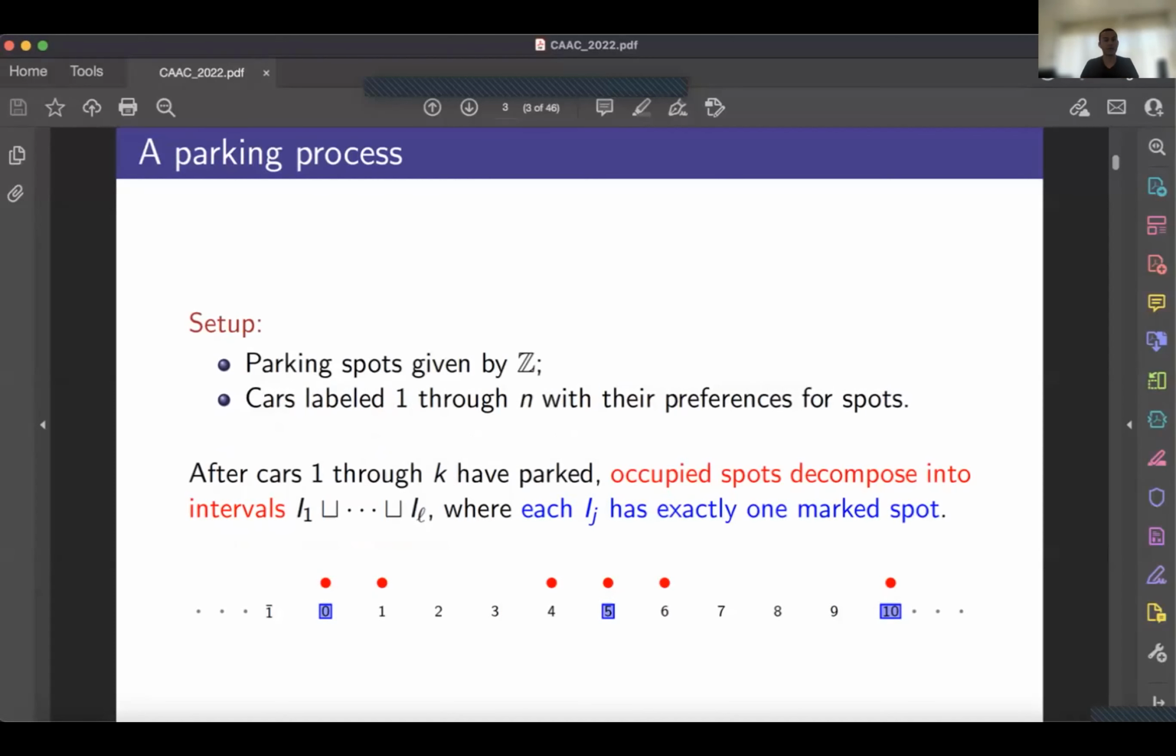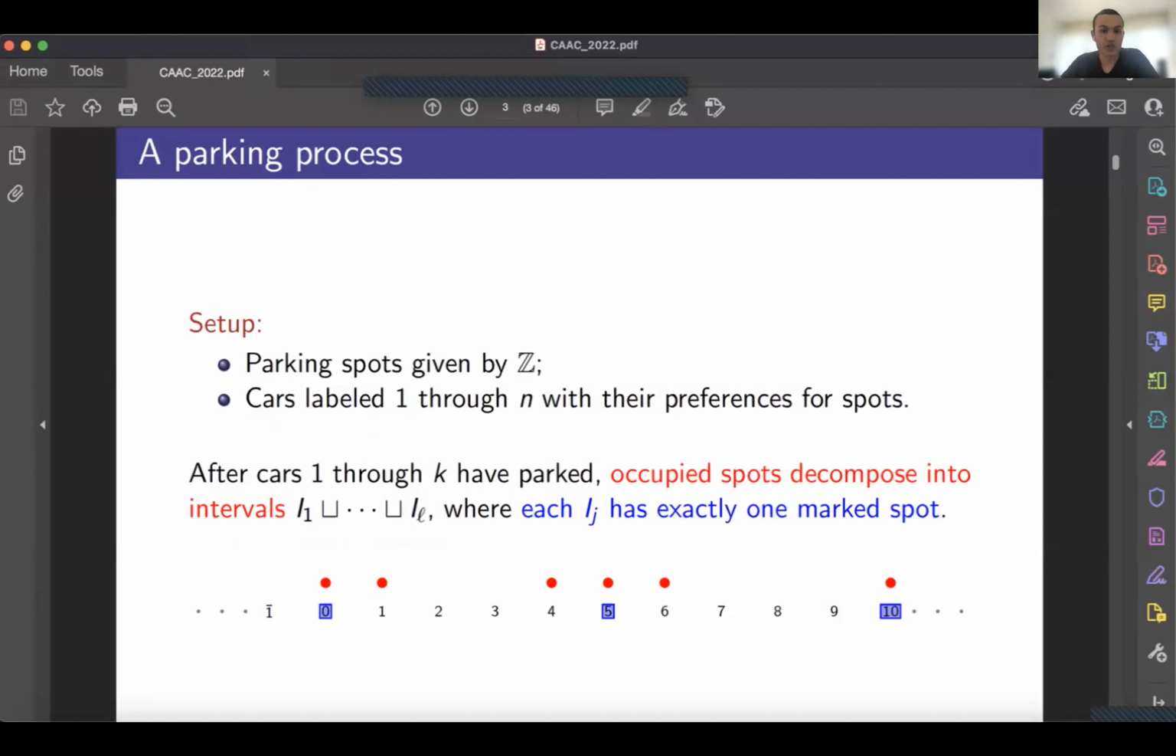Right. So here's the parking procedure that I have. If you've seen parking functions before, grand. Otherwise, let's just take this at face value. I have parking spots which are indexed by the integers. So I've got infinite parking space, and I have n cars, and each car has a preference for a spot. Cars want to park in their preferred spots.